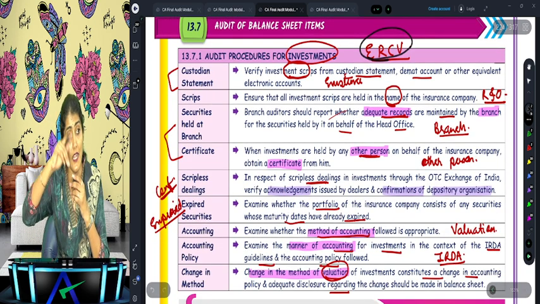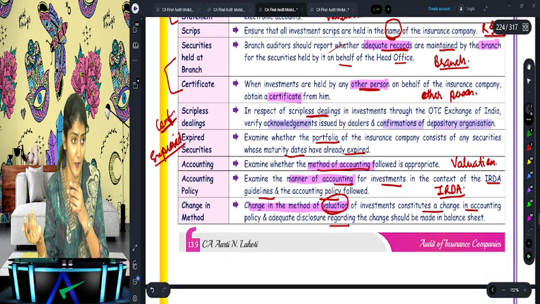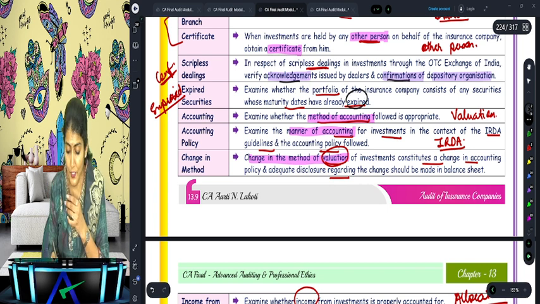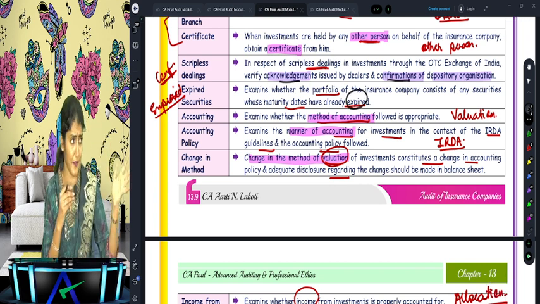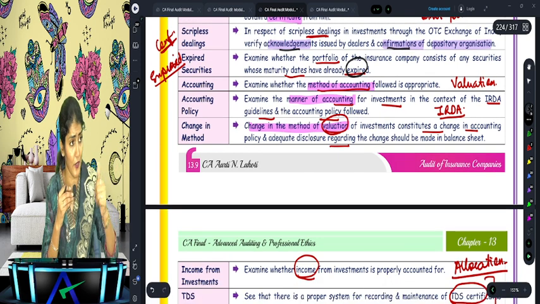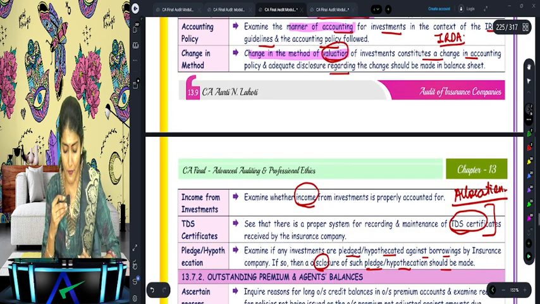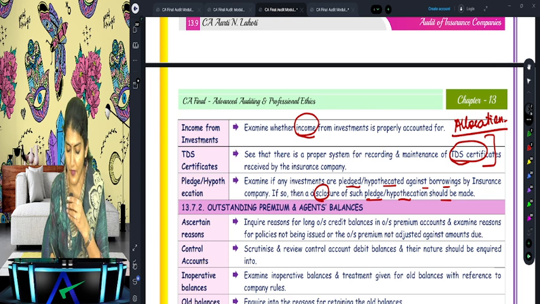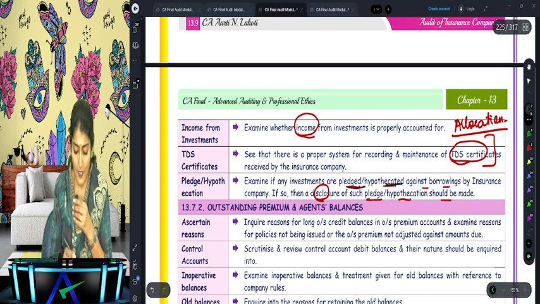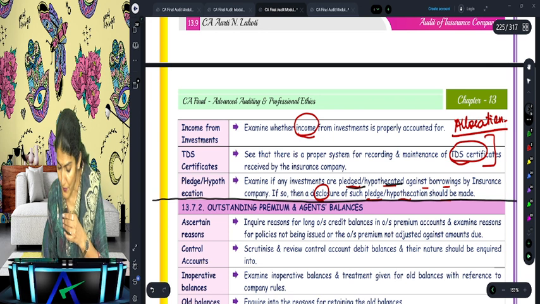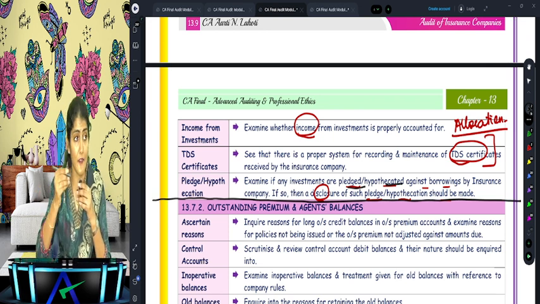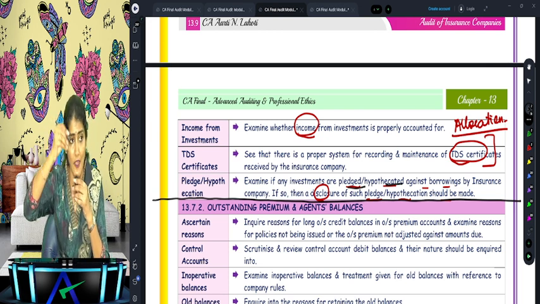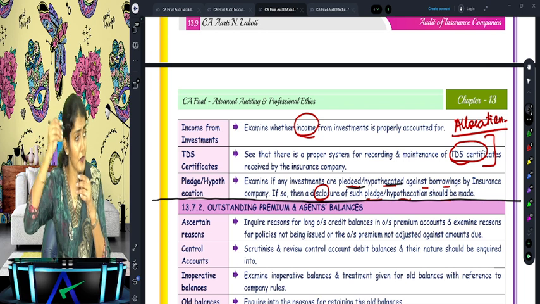Then investments which are held at the branch or investments which are held by another person. Then for the scripless dealings, you need to obtain the confirmations and the acknowledgements. Then it should not include any of the expired investments. Then after, what does it say? Method of accounting, manner of accounting, any change in the method of valuation of the investments. Then the income from investments and the TDS certificates and any investments which have been pledged or hypothecated, right? So that is one question regarding the audit procedures for the verification of the investments of the general insurance company. Are you listening to me?